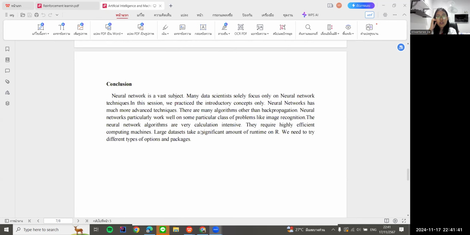The conclusion of neural networks: many data scientists now focus on neural network techniques. In this session, we practiced the introductory concepts only. Neural networks have much more advanced techniques. There are many algorithms, such as backpropagation neural networks, that work well on particular classes of problems like image recognition, and neural network algorithms are very calculation intensive. Thank you.